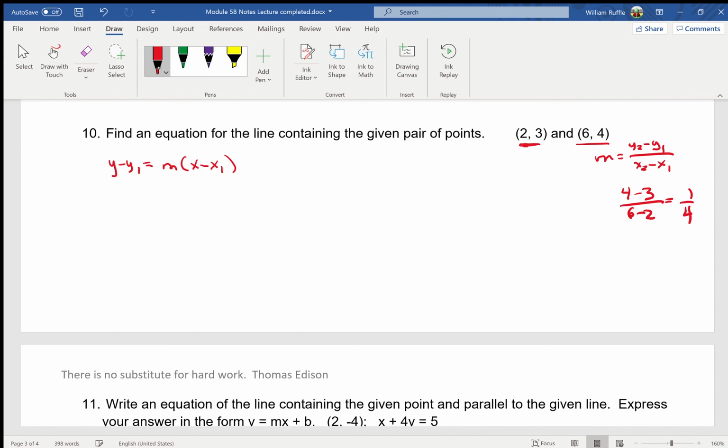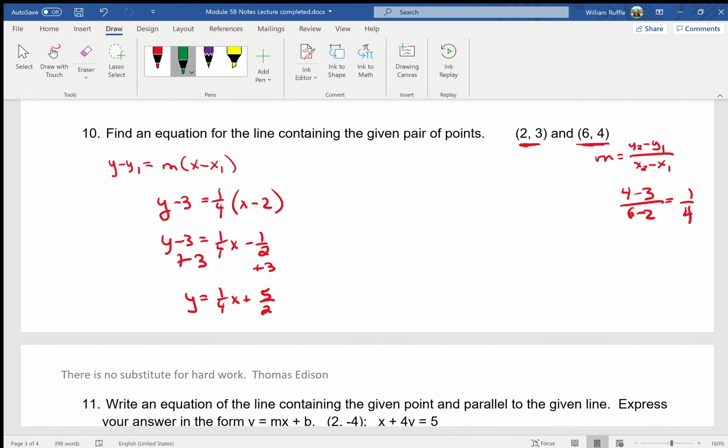So now which point do I use? I'm going to use both points. I'm going to do this question twice, and it really doesn't matter which point you use, but I'm going to demonstrate you get the same answer no matter which one you use. So I have y minus 3 equals 1/4 times x minus 2. So I have y minus 3 equals 1/4 x minus 1/2. Then I have to add 3 to each side. So I get y equals 1/4 x, and when I add that up, I get plus 5/2.